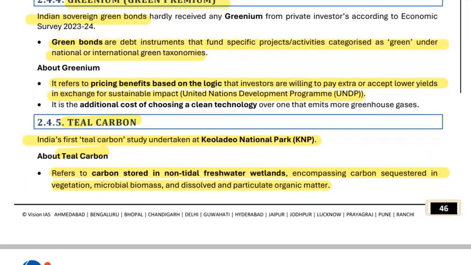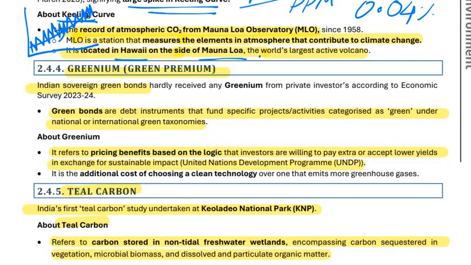Next is Greenium, that is green premium. What is Greenium or green premium? Greenium is actually a blend of the words green and premium, and it refers to the lower yield or lower return that investors accept when buying green bonds. When buying green bonds, they accept a lower yield compared to conventional bonds.